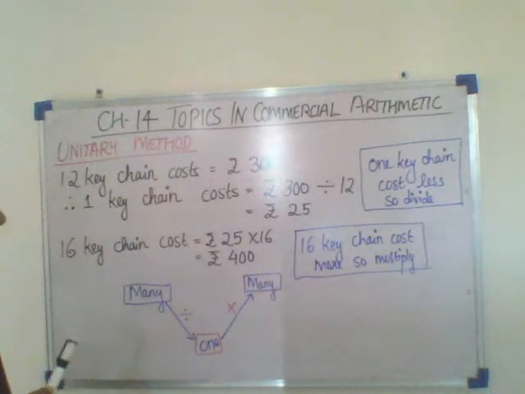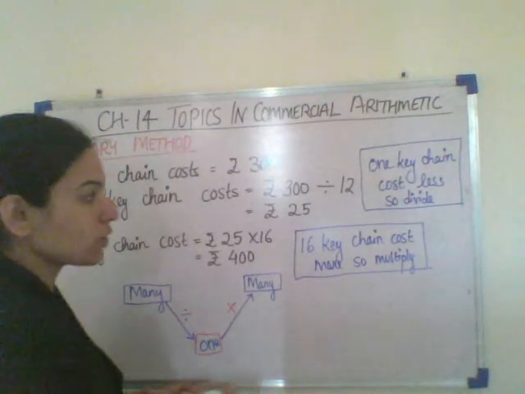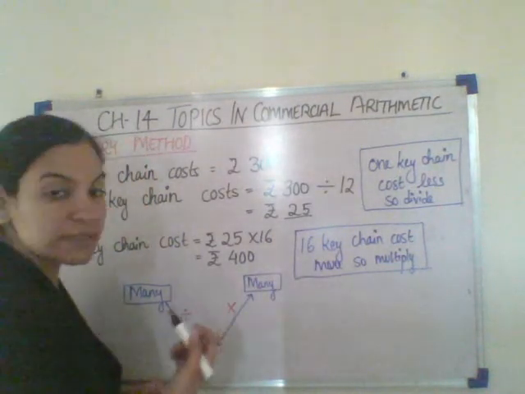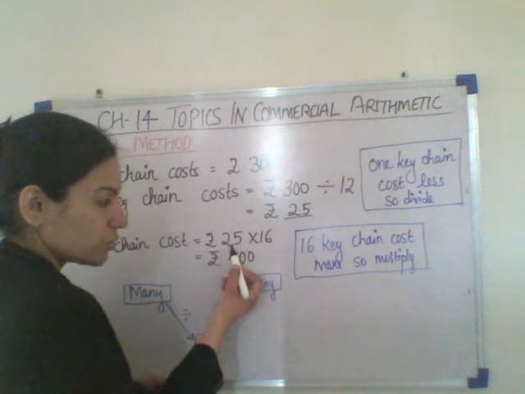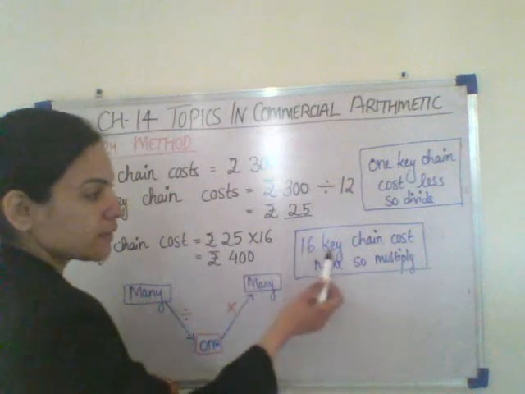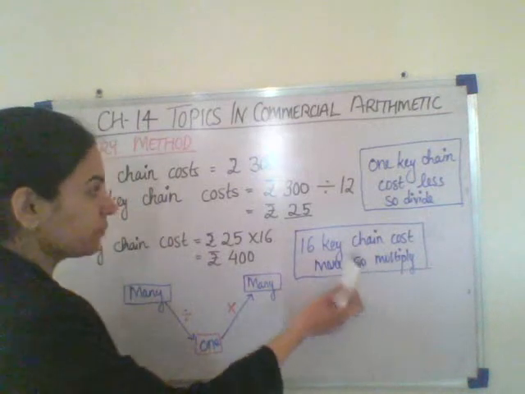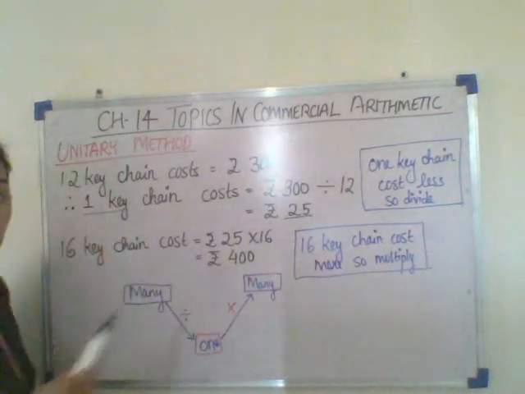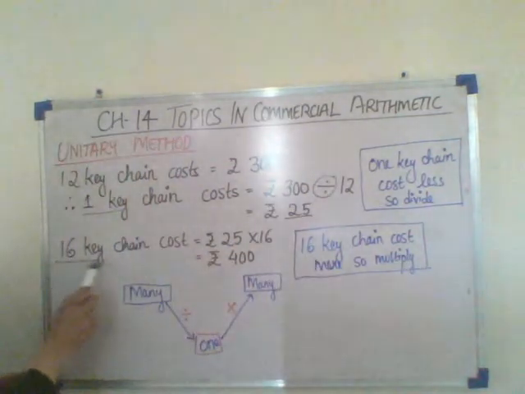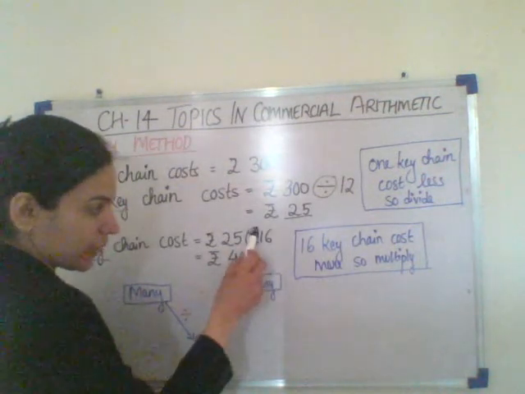Now if I want to find the cost of 16 keychains, then I know that the cost of one keychain is 25. So what will be the cost of 16 keychains? 25 multiplied by 16, that is rupees 400. 16 keychains cost more, so we will be multiplying. Here one keychain will always cost less, so we have done division. Here 16 keychains will cost more, so we have done multiplication.